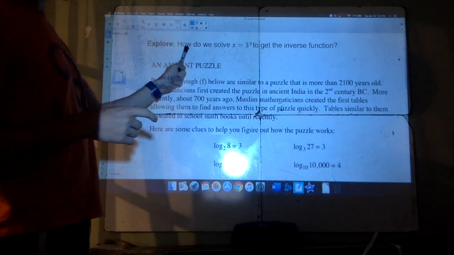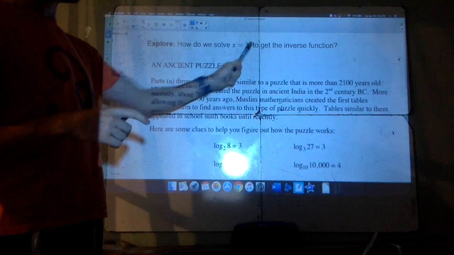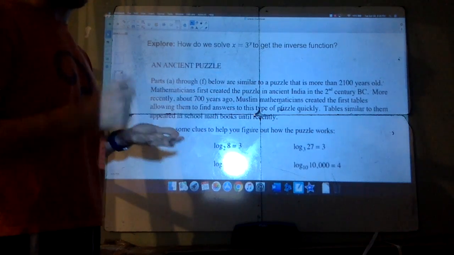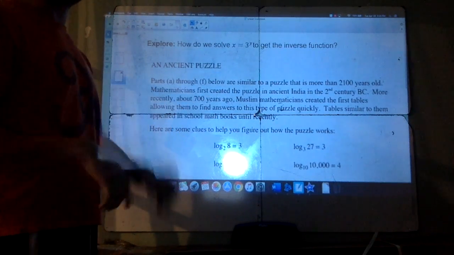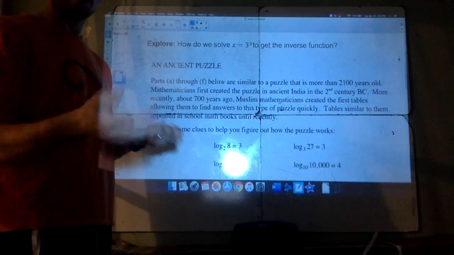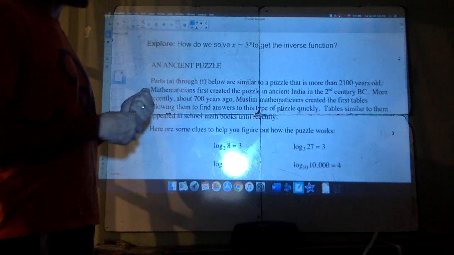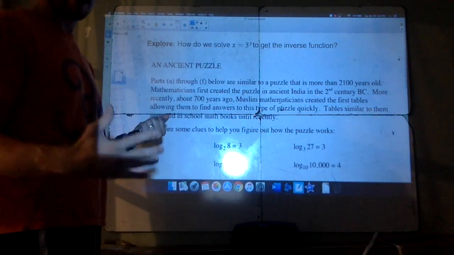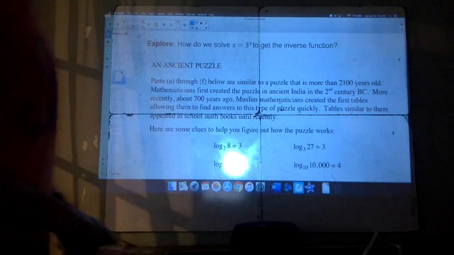So we have this problem. How do we solve x equals 3 to the y power to get the inverse? How do we do that? We saw a graph of what it would look like, but we don't know how to actually write an equation for that graph yet. So this is called the ancient puzzle.